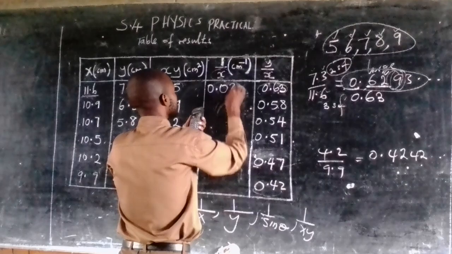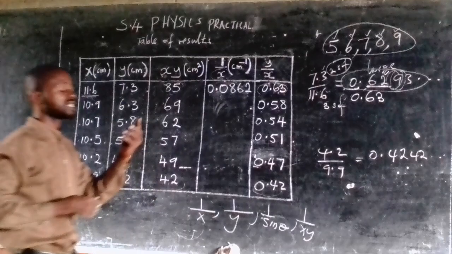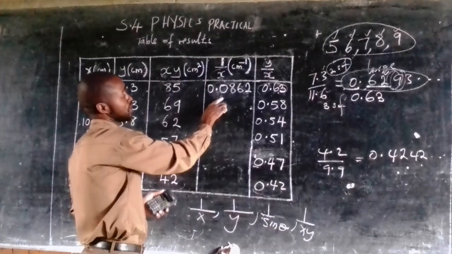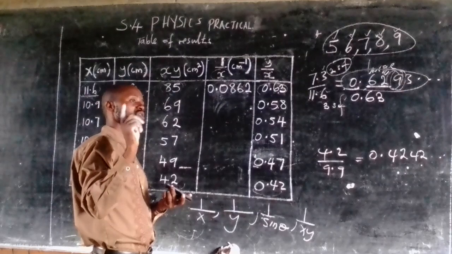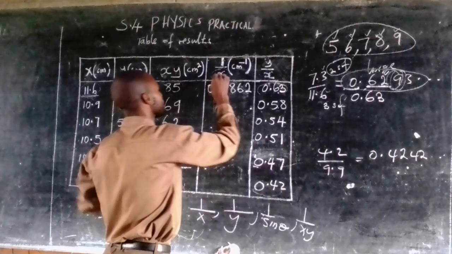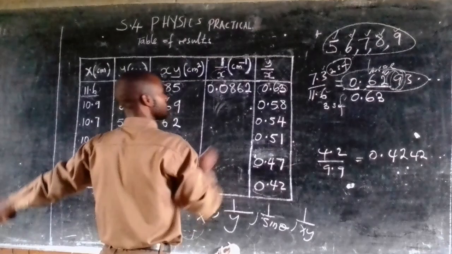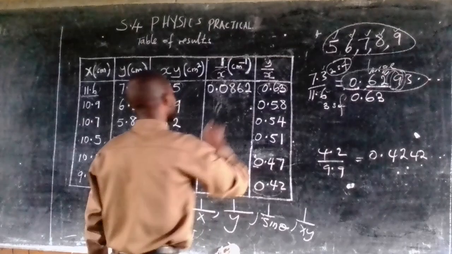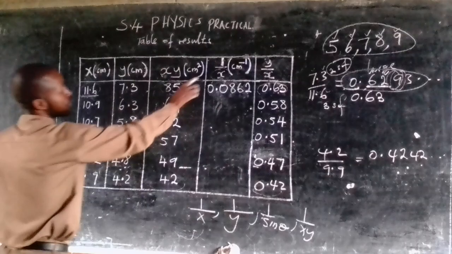That is my answer, written to three significant figures, like for this number. Someone will end up saying, but these ones are four significant figures. You should differentiate between decimal places and significant figures. This zero, which is at the beginning, to the left side, is not significant. This one also is not significant. It's only the 8, the 6, and the 2 which are significant, which means this number is written to three significant figures. Remember that. You can do the same for the rest of the numbers.